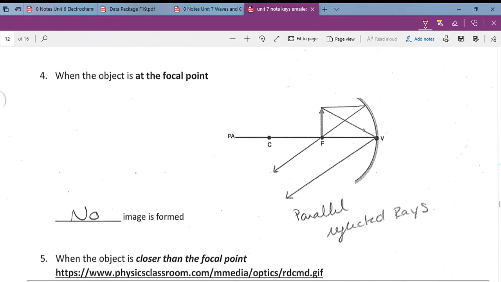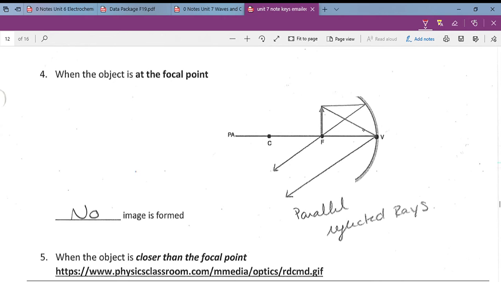Scenario number 4 is when your object is at the focal point. So we are going to draw this, but again, I wouldn't ask you to do this one on a test because it is pretty hard to get right. So the first one I'm going to do is draw an incident ray that is parallel to the principal axis. Then I would like to draw one through the focal point, but that would be straight up and down. So there's no way of doing that.